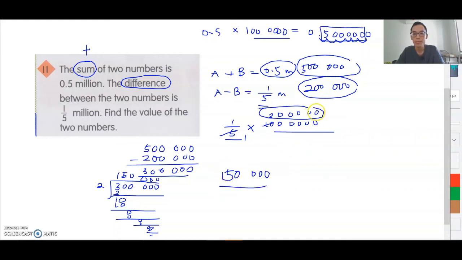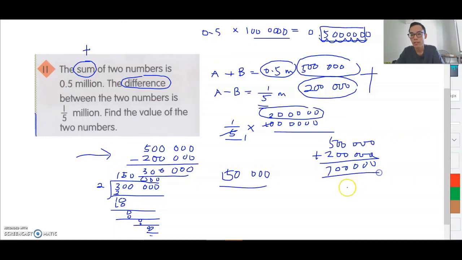Okay, what about the bigger number? For the bigger number, instead of minus, we have to plus. Just now we minus, right? 500,000 minus 200,000. So to find the bigger number, we plus. So 500,000 plus 200,000. Then we get 700,000, then we divide 2. Why divide 2? Because there are two numbers. 3 times 2, 6. 5 times 2, 10. The rest is all 0. So the second number is 350,000.